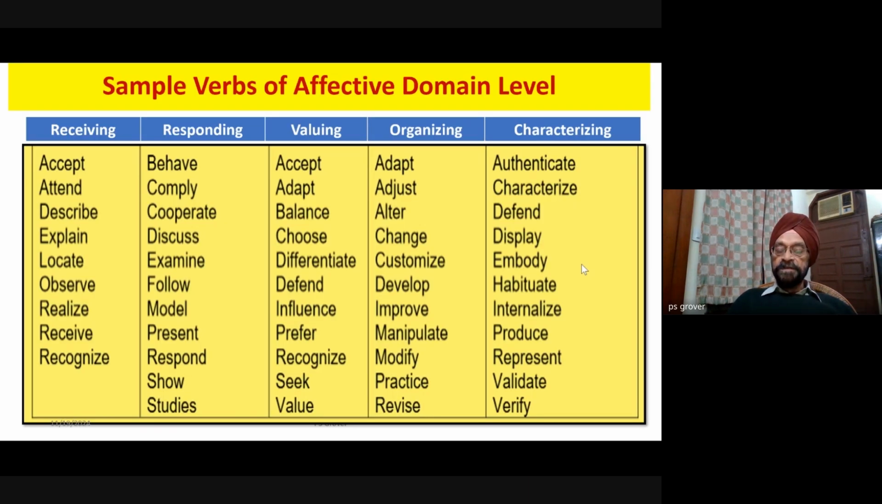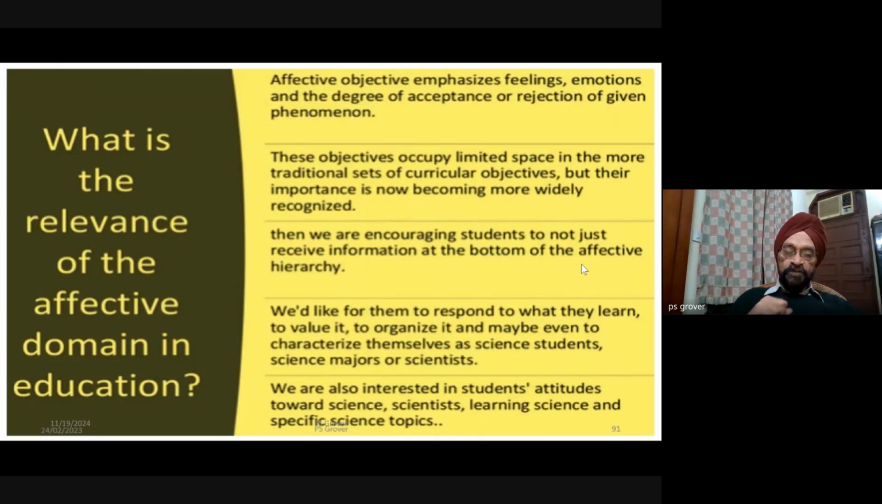As we implement the cognitive domain level through verbs, similarly, there are sample verbs available for the affective domain level. That receiving, responding, you can look into on the internet and use it. Now, what's the relevance of affective domain in education? Kindly appreciate this. What's the relevance? Affective objective emphasizes feelings, emotions, and the degree of acceptance or rejection of a given phenomenon. Of given phenomenon मतलब कोई fact है, कोई order है. That's what external stimuli are also sometimes called.